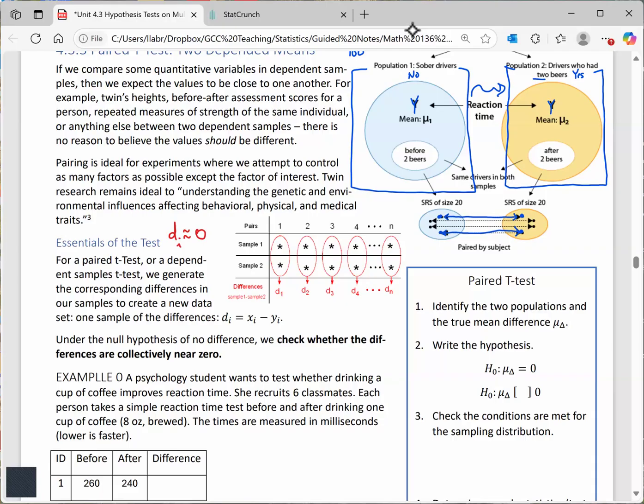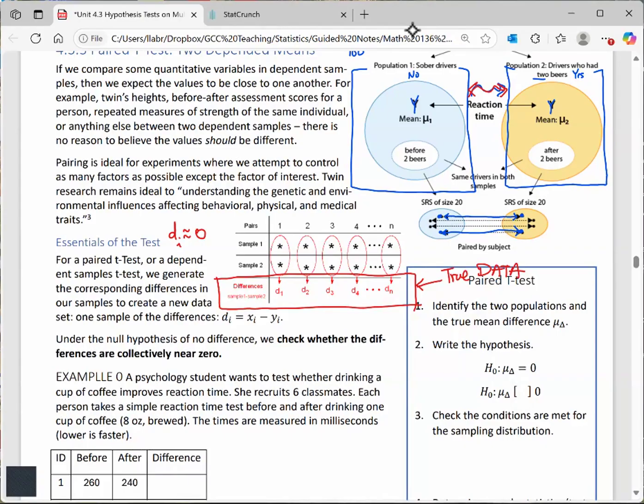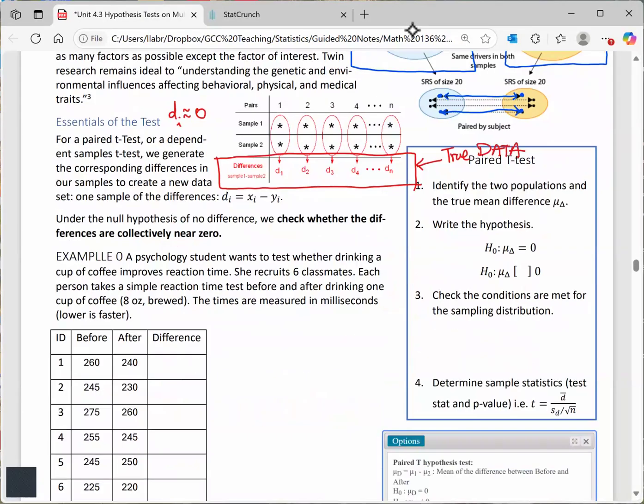So once you recognize that there's a pairing of individuals in group one to group two, you're really going to take a step back and say, well, it's not the values that we're interested in, it's the differences. And so these differences are your true data. That's what you're really going to perform a hypothesis test on. So let's go ahead and visualize this. Once you recognize that the true data are the differences, this becomes a one sample t-test. And that's pretty much it.